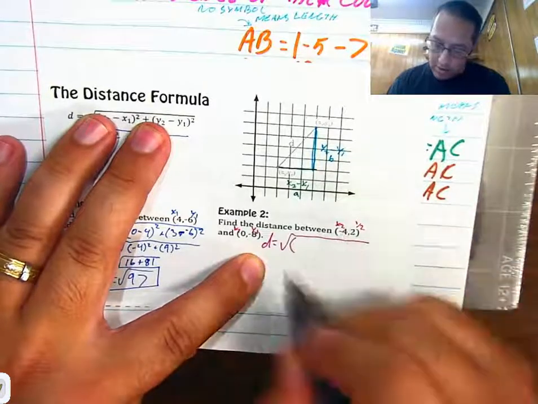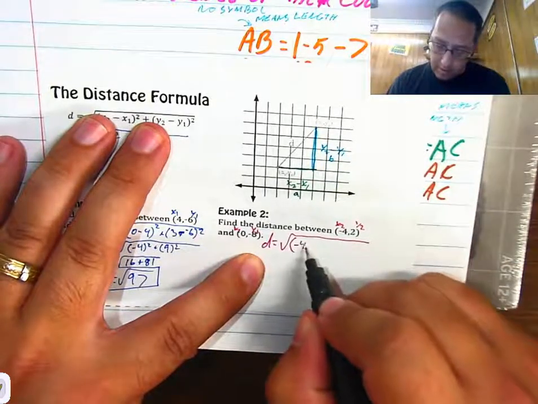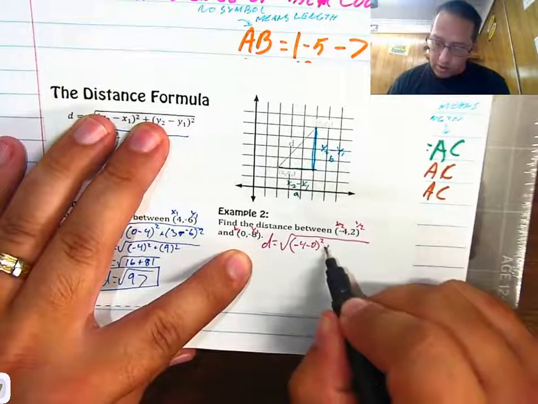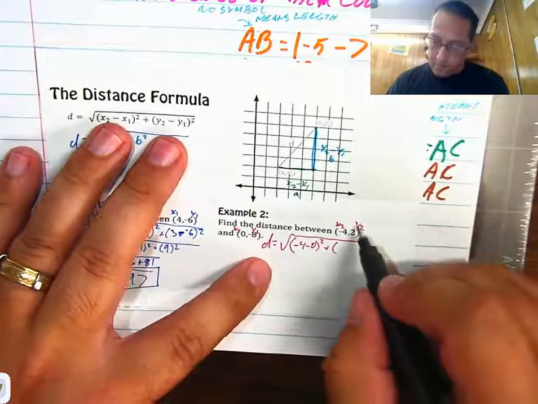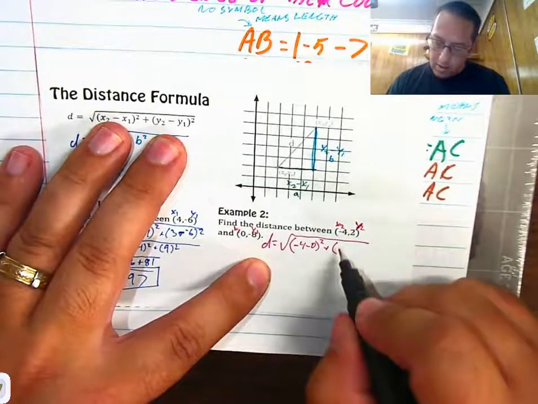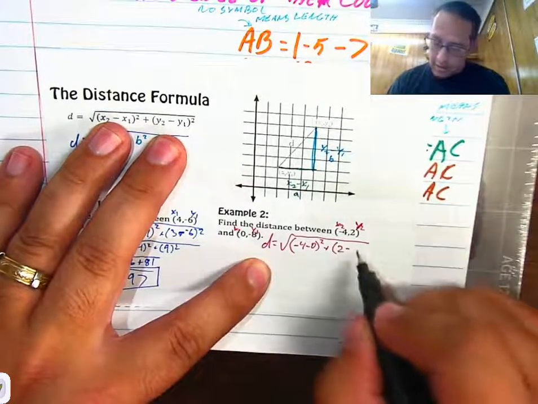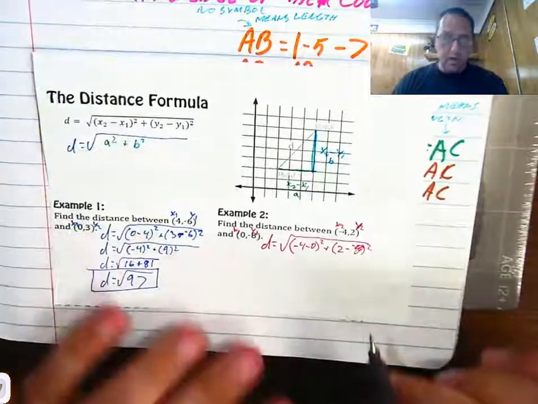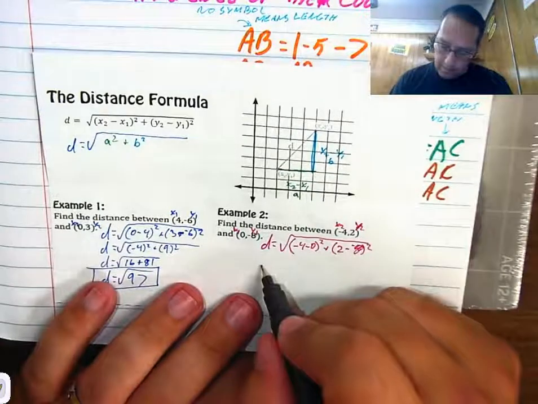So let's see here. Negative 4 is my x2. So negative 4 minus x1, which is 0, squared, plus y2, that's y2, not y1, of 2 minus negative 8 squared. I was getting ahead of myself. And now let's work this out.